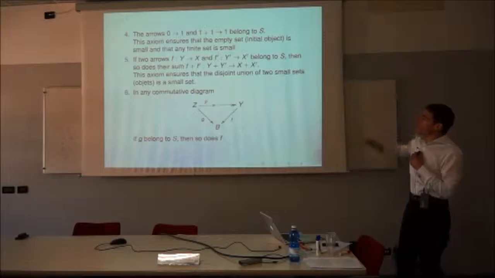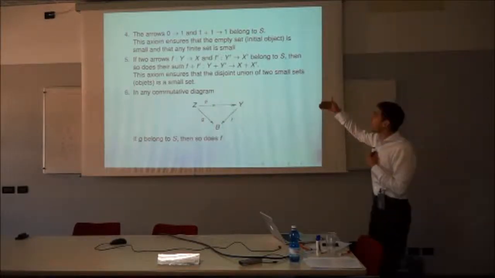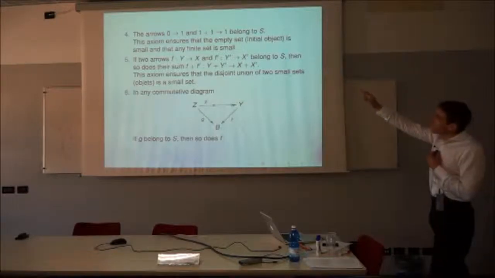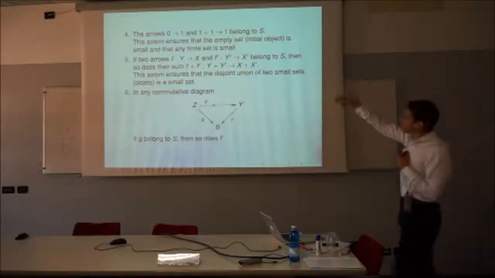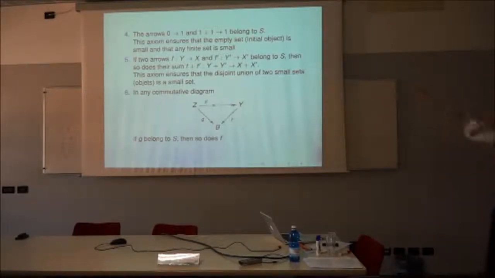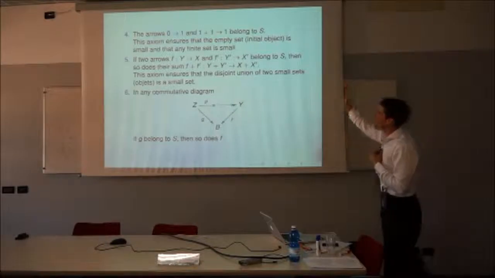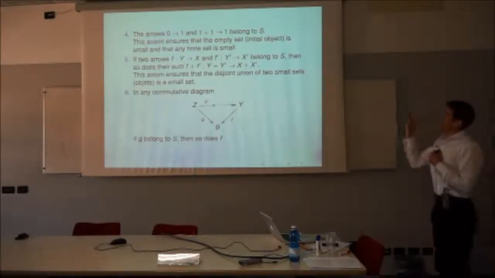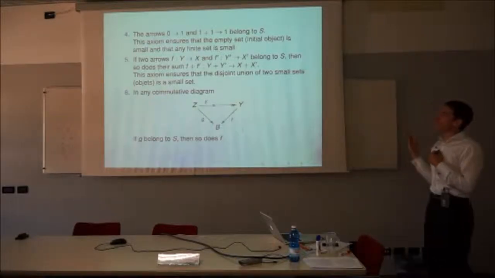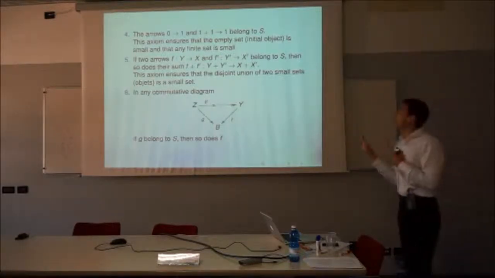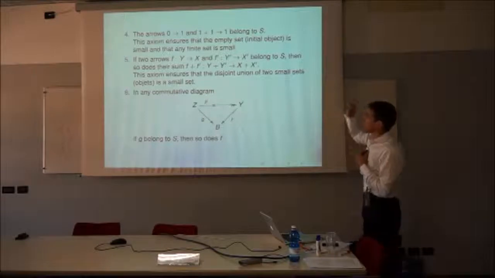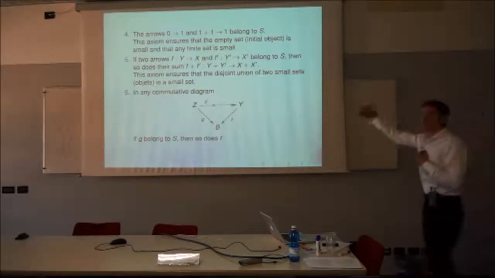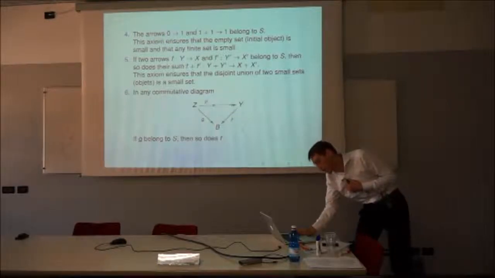Okay, and just for the sake of completeness, we have all the other axioms. So you have special arrows from the initial object to the terminal object, and from the sum, the disjoint union of two copies of the terminal object, to the terminal object. Those two arrows are supposed to belong to S, and the first axiom ensures that the empty set, the initial object of C, is small. The second condition ensures that any finite set is small. Okay, so you have other axioms, and I won't dwell on those.